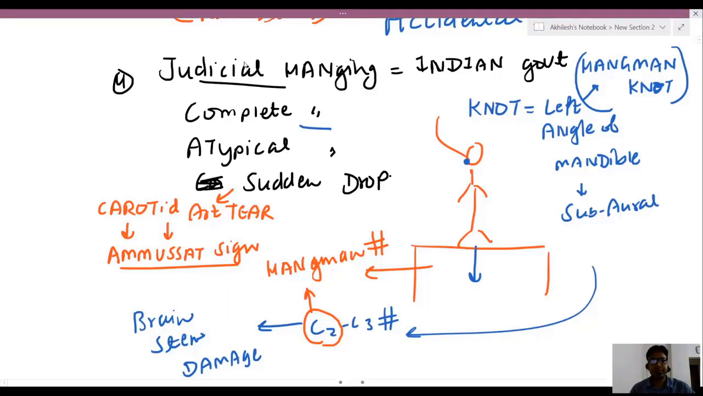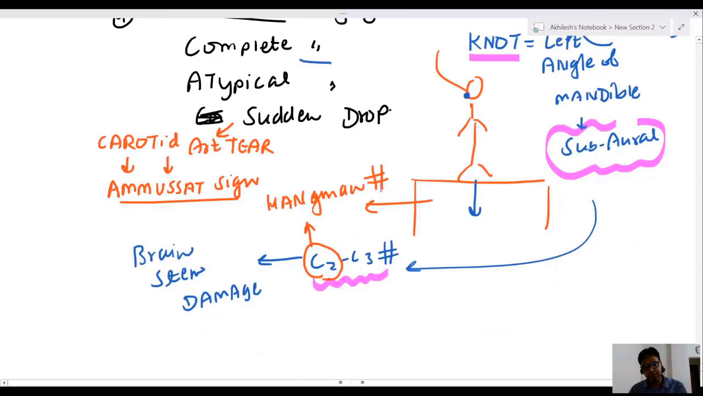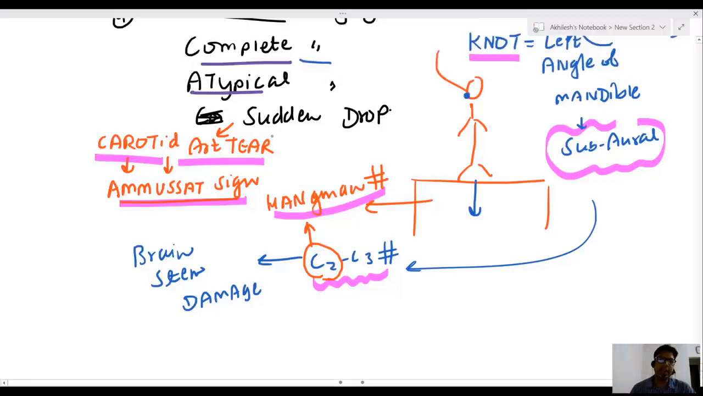Again, I am revising, my dear friend. See, the knot is not present at the left angle of mandible. It is a suboral lesion that creates pressure. C2 and C3 vertebra fracture. C2 vertebra fracture is also known as hangman fracture. Carotid artery tear, this sign is Amusat sign. See, this is a complete hanging, atypical hanging.